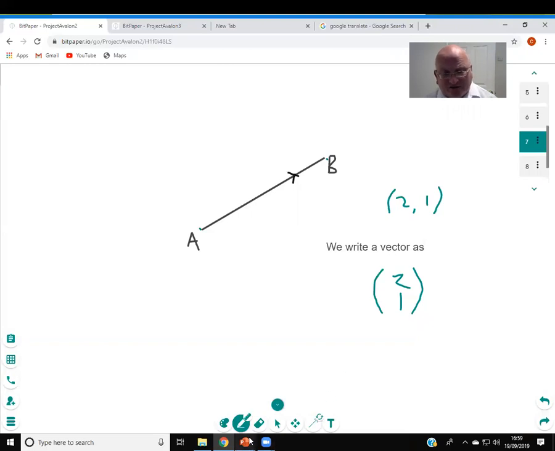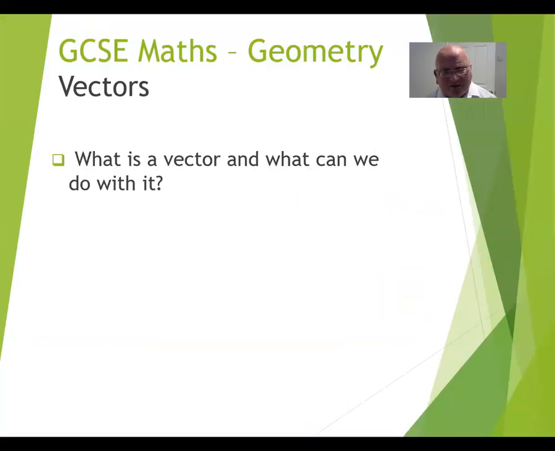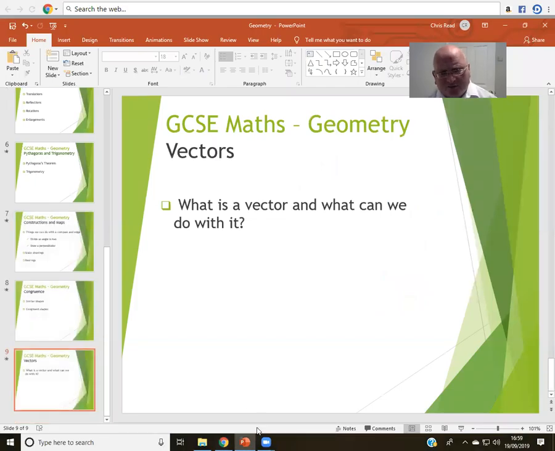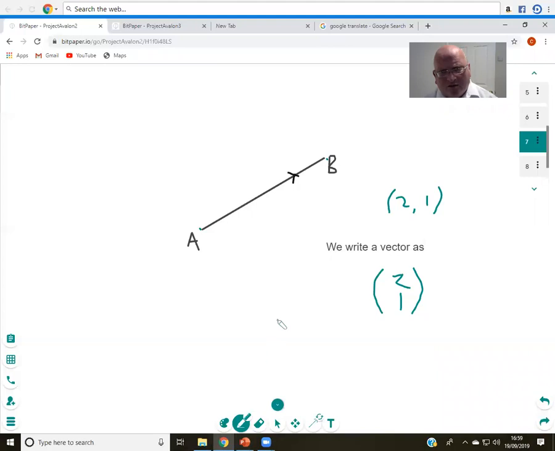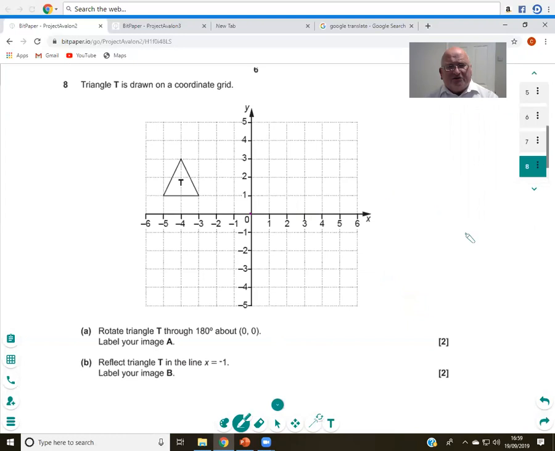Now, I'm fairly certain I've just done everything on my list, so that's good. So now let's have a look at a couple of exam questions. I'm not going to do these exam questions in depth here. This one here is a question where we've been given a coordinate grid with a shape on, a triangle T, and we've been asked to rotate the triangle, which is a transformation I've not really given you the detail of.